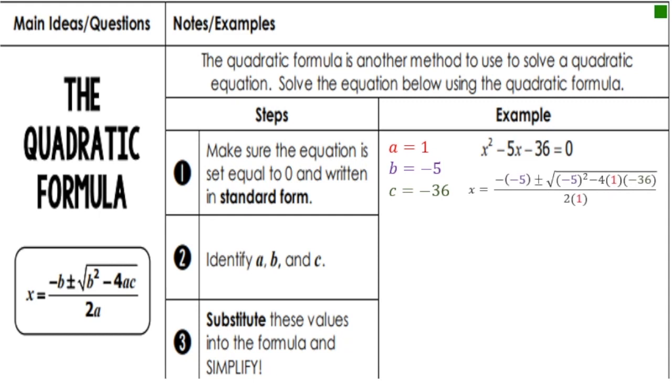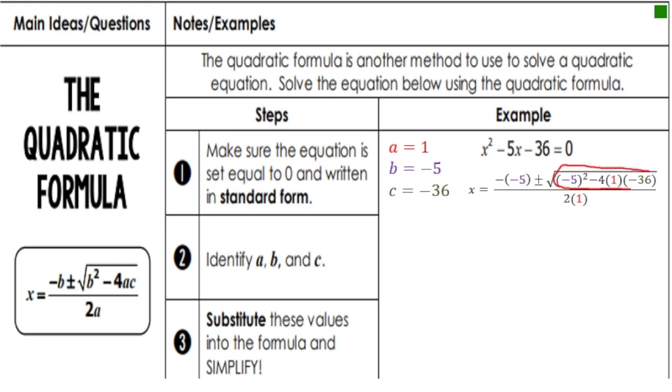And there we go. Notice we have negative 5 plus or minus the square root of negative 5 squared minus 4 times 1 times negative 36, over 2 times 1. Pause here if you need to write that down and think it through. All right, now that you have it written down, it's all about solving.